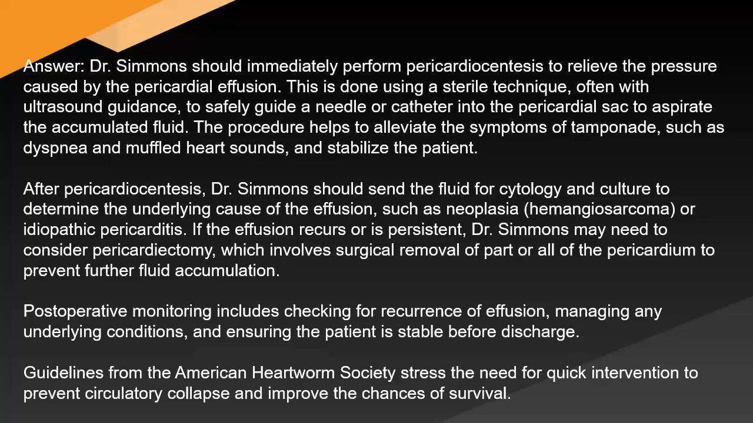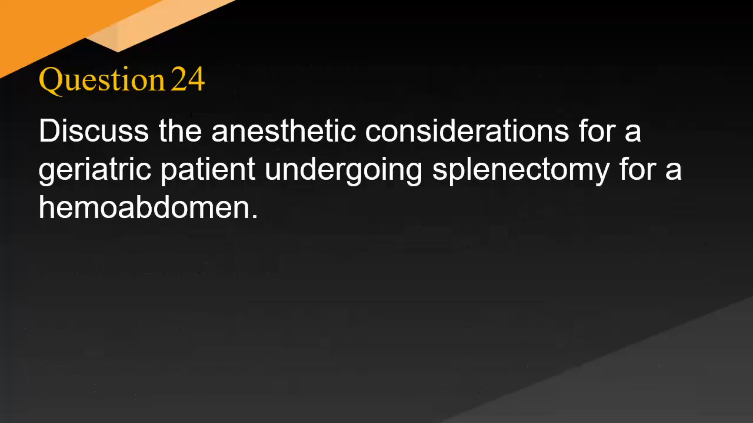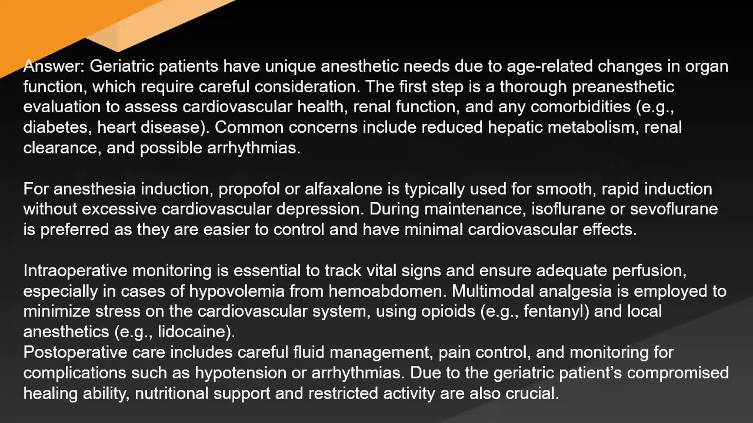the chances of survival. Discuss the anesthetic considerations for a geriatric patient undergoing splenectomy for a hemangiosarcoma. Answer: geriatric patients have unique anesthetic needs due to age-related changes in organ function, which require careful consideration. The first step is a thorough pre-anesthetic evaluation to assess cardiovascular health, renal function, and any comorbidities, e.g., diabetes, heart disease. Common concerns include reduced hepatic metabolism, renal clearance, and possible arrhythmias.